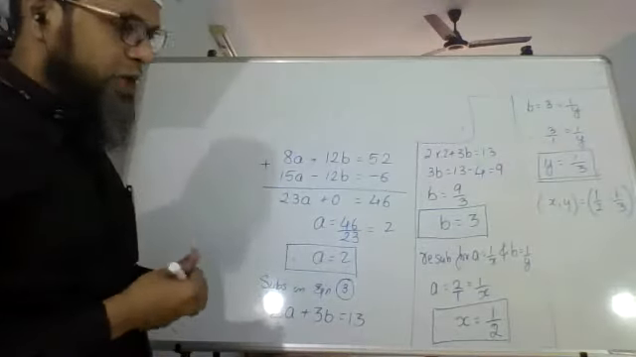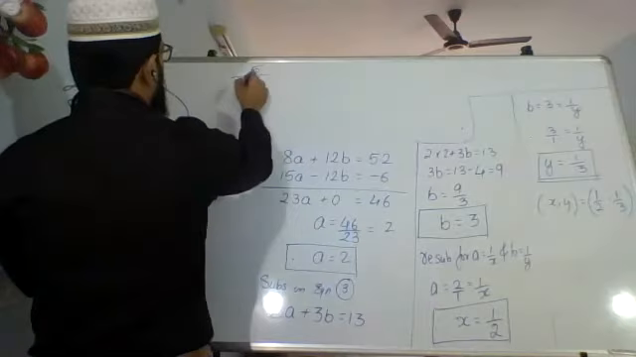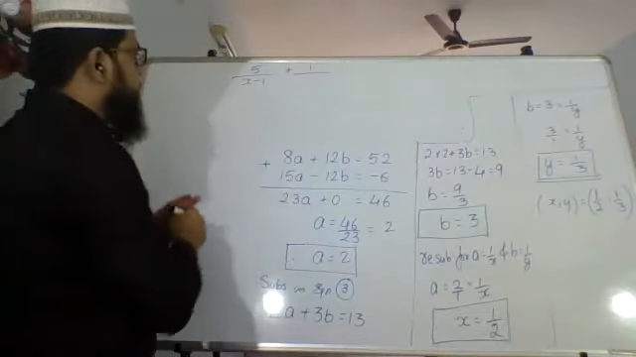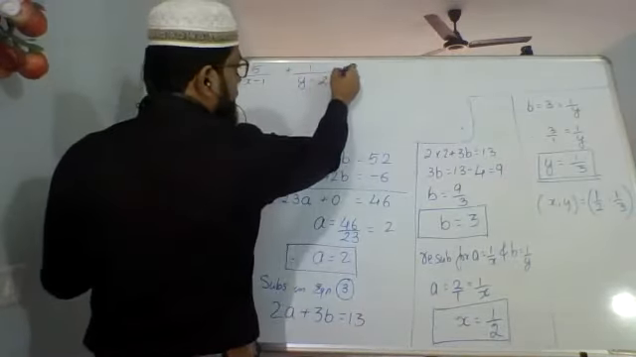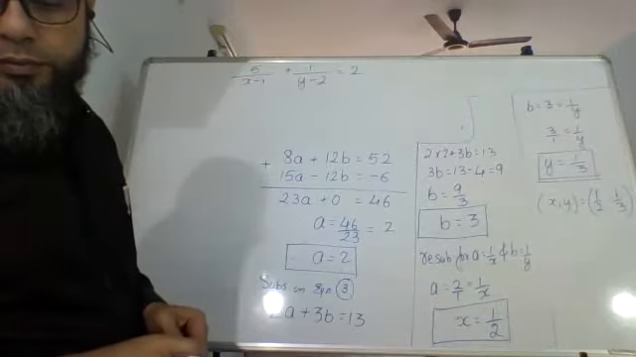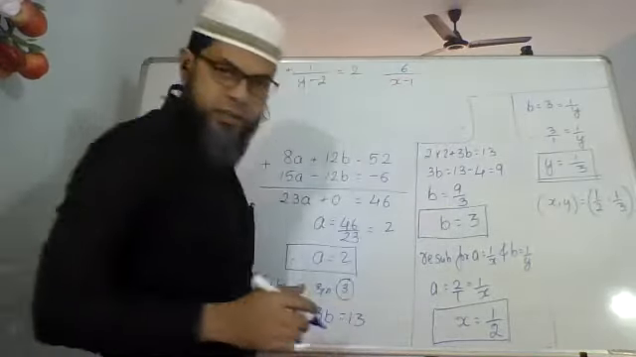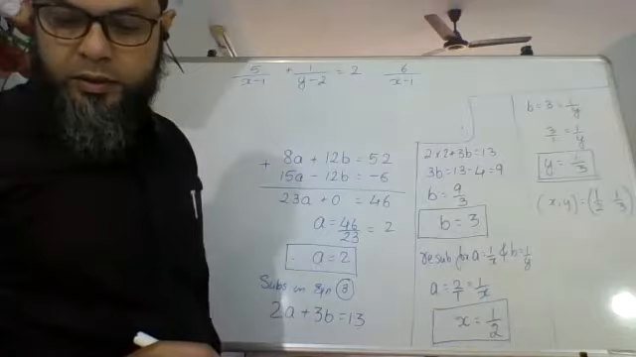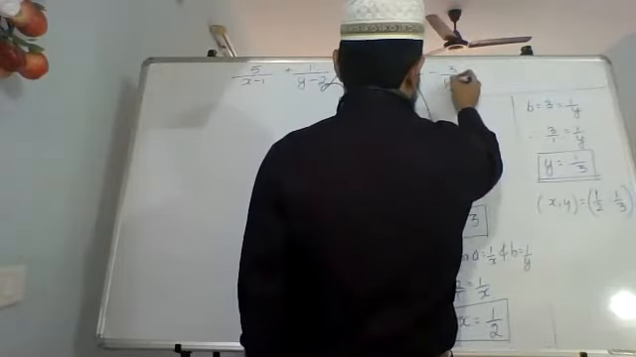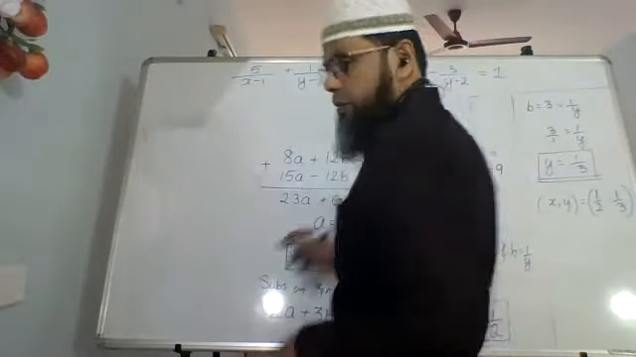5 upon x minus 1 plus 1 upon y minus 2 equals to 2, and 6 upon x minus 1 minus 3 upon y minus 2 equals to 1. Okay.